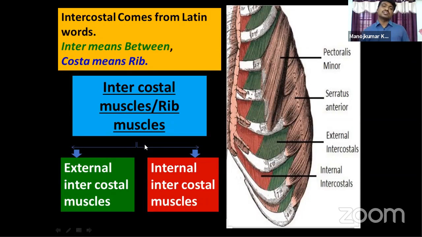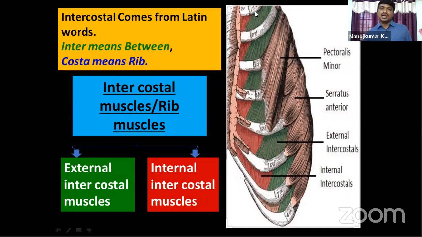So the intercostal muscles are of three types. Here I have given two types: external intercostal muscles and internal intercostal muscles, and the third one is the innermost intercostal muscles. This picture clearly shows the arrangement of muscles. These are the rib bones, the white colored structures.